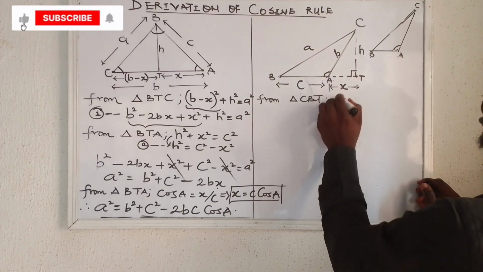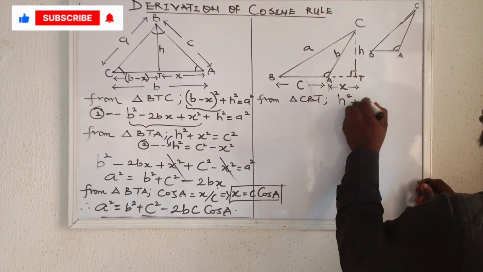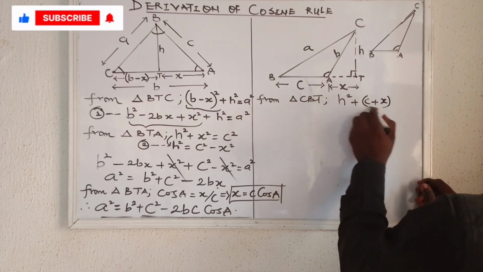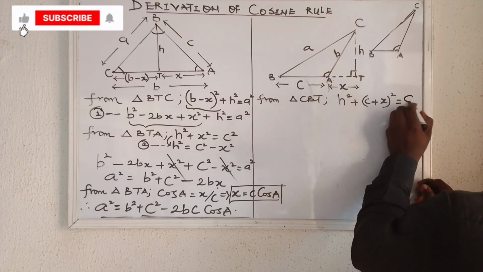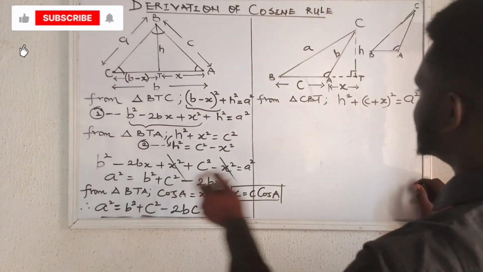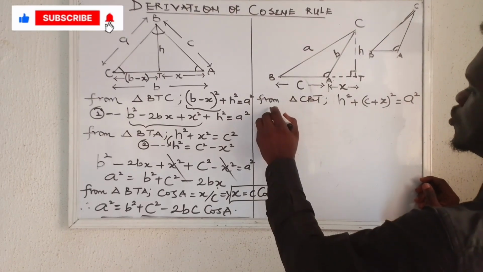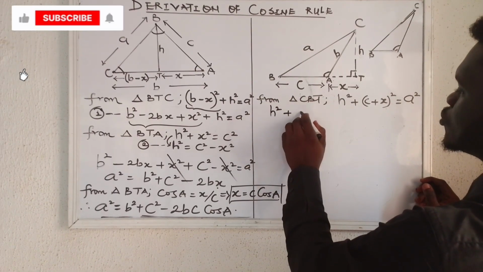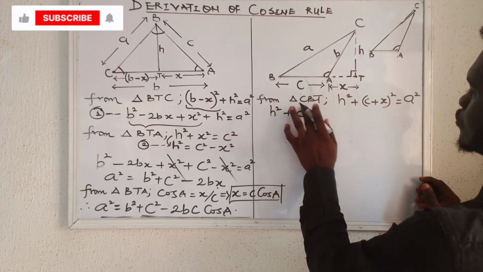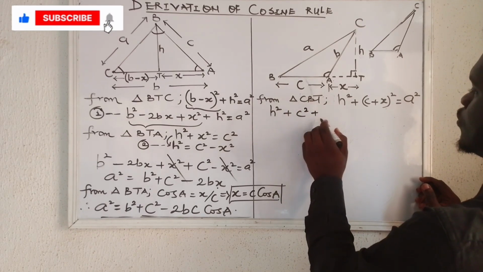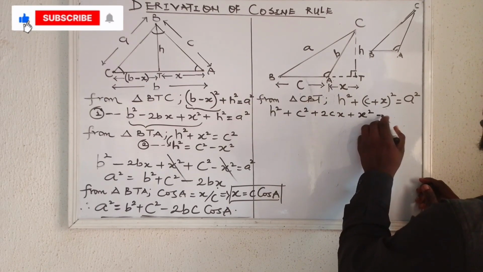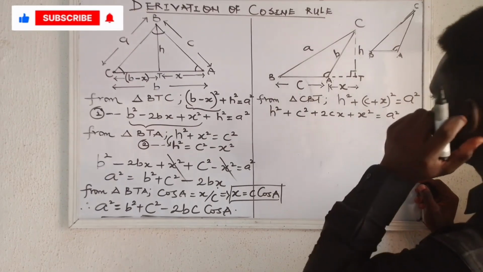So you can see H squared plus (C plus X) squared is going to be equal to the hypotenuse, which is A squared. We want to see if we can get the same thing we got here. So from here, we expand. We are going to have H squared plus C squared plus 2CX plus X squared equals A squared. So from here, what do we do?